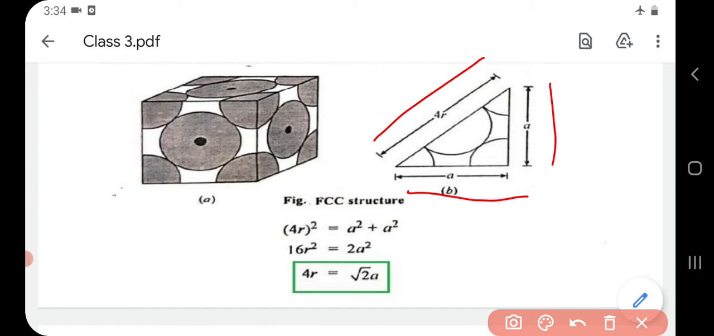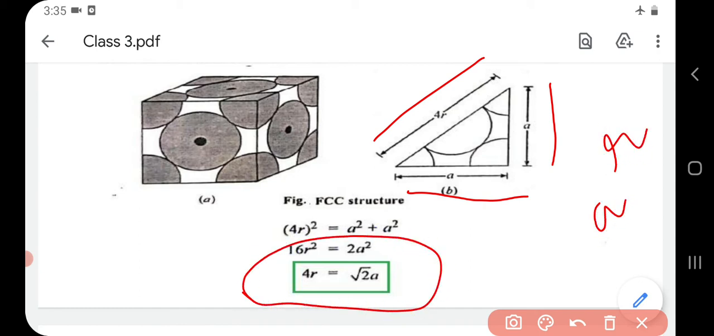Here this is the hypotenuse, so 4R square will be A square plus A square. So 16 R square will be 2A square. So from that 4R is equal to root 2 A. So here the relation between the cube length A and atomic radius R is 4R equal to root 2 A.